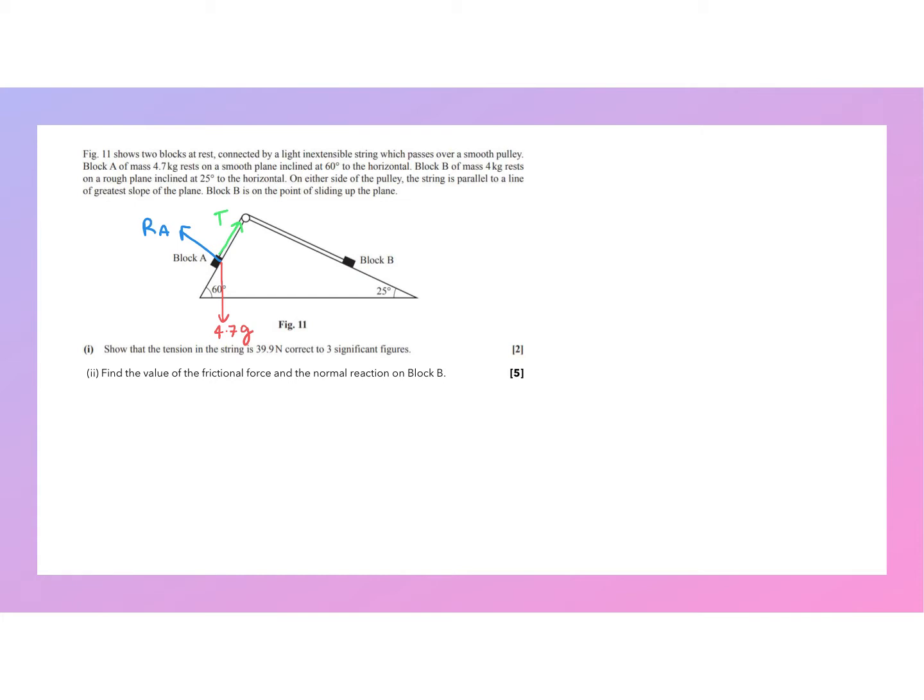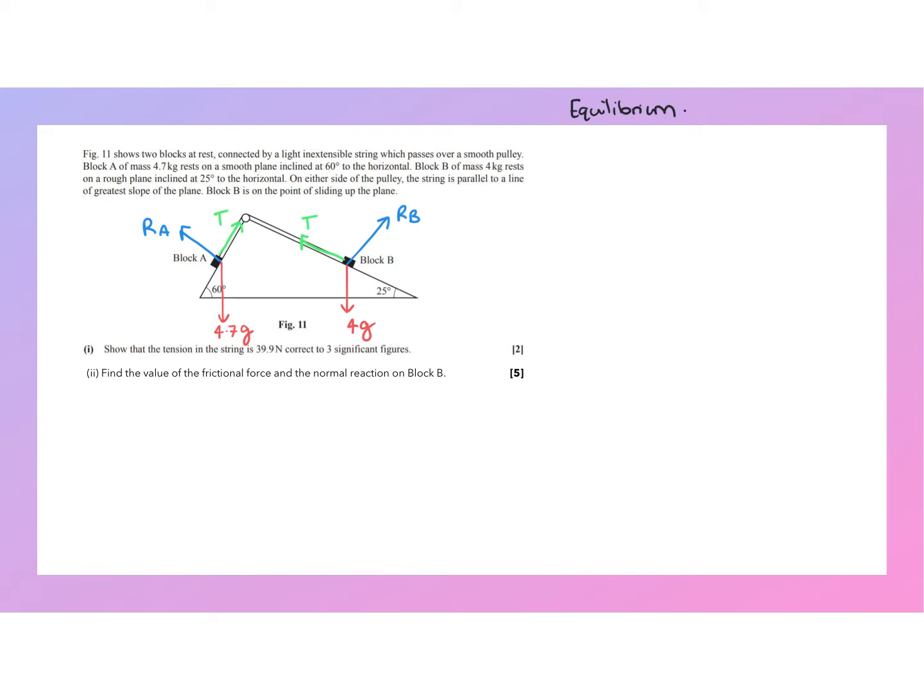B has a mass of 4 kilograms, so let's draw in the weight of B, which is 4g. And there'll be a reaction force of the slope on B, which we'll call RB. And then it's one single light inextensible string over a smooth pulley, so tension is constant throughout the string. There we are. And B is on the point of sliding up the plane. So the system is at rest, which means everything is in equilibrium. So that means that forces are indeed balanced.